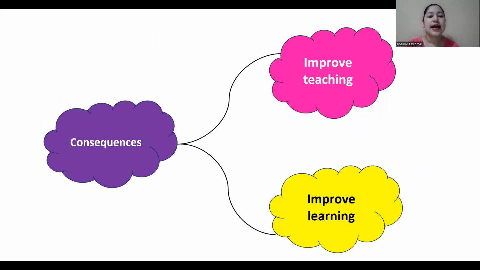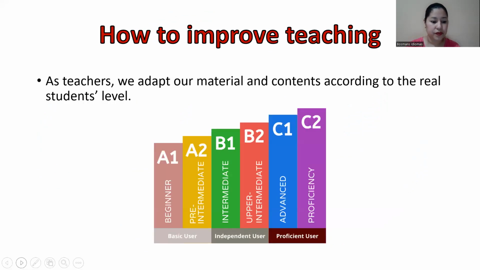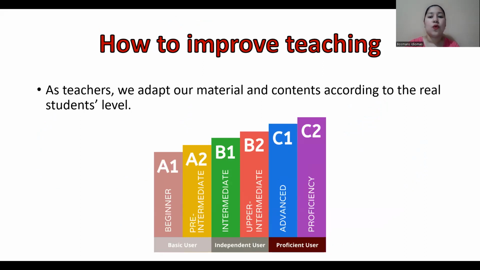The consequences are premised on ensuring the quality of instruction as well as learning. When students get a certified level, it is necessary that they prove they have the abilities required for that certificate too. When we talk about improving teaching, we are referring to adaptability. Ideally, students would be placed in levels, but this is not always the case.